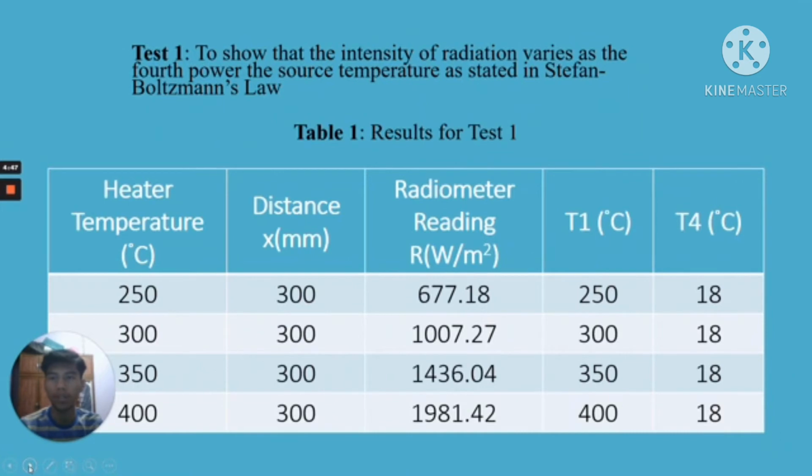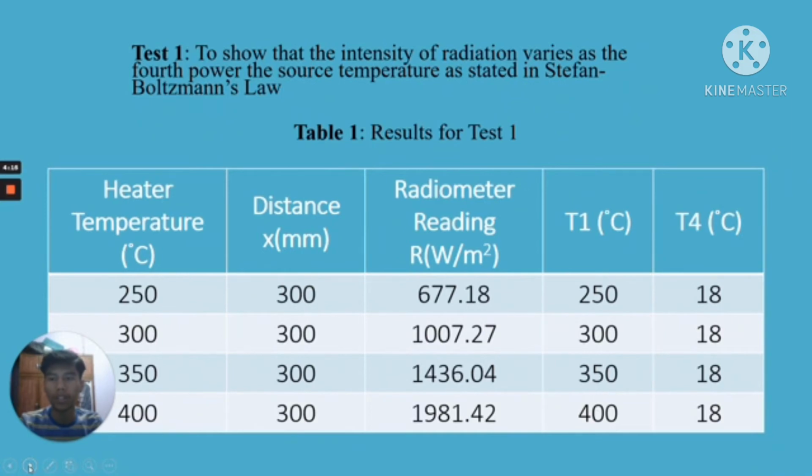Okay, I will tell about test 1. Result test 1: to show that the intensity of the radiation varies as the fourth power of the source temperature, as stated in the Stefan-Boltzmann law. Result for test 1: we have 5 columns. First one is heater temperature, distance, radiometer reading, T1 and T4.